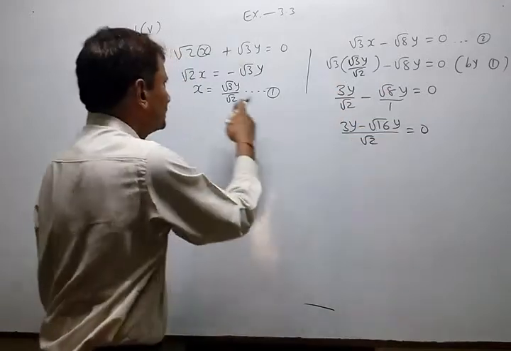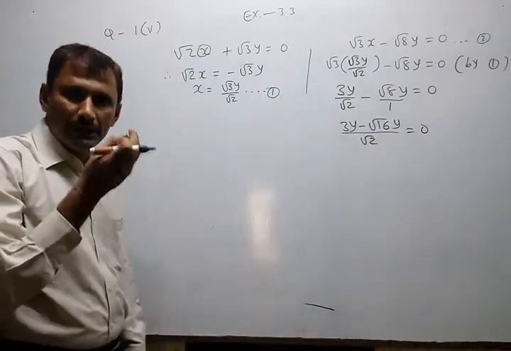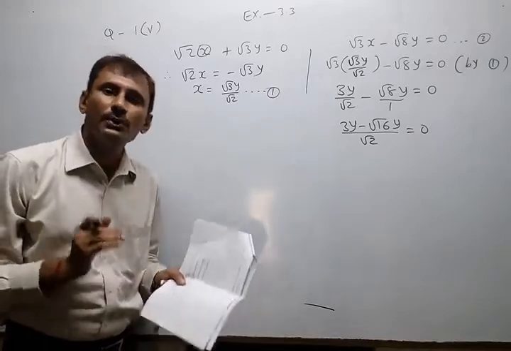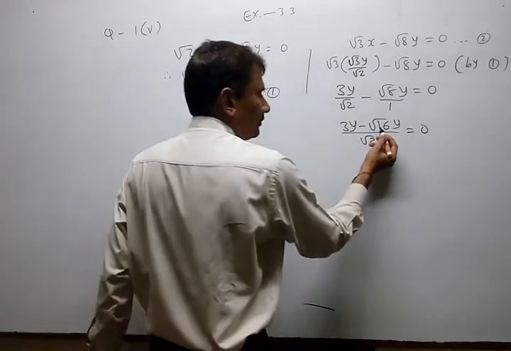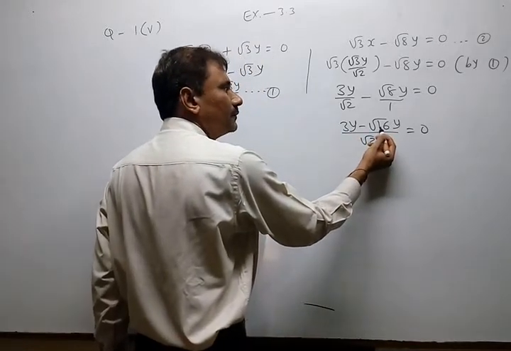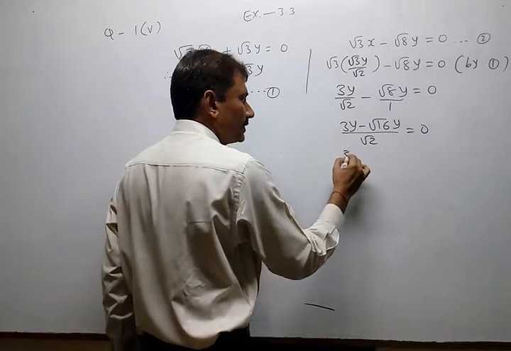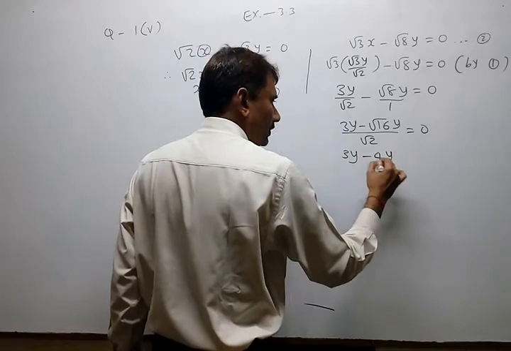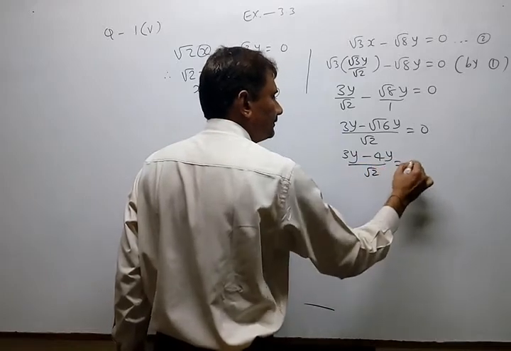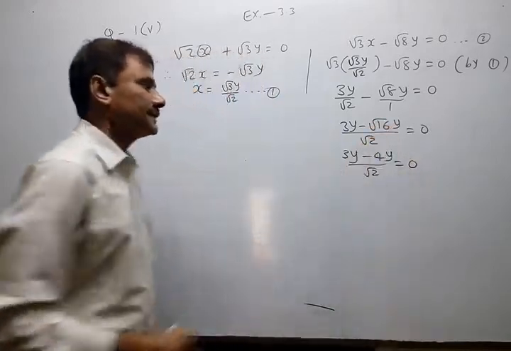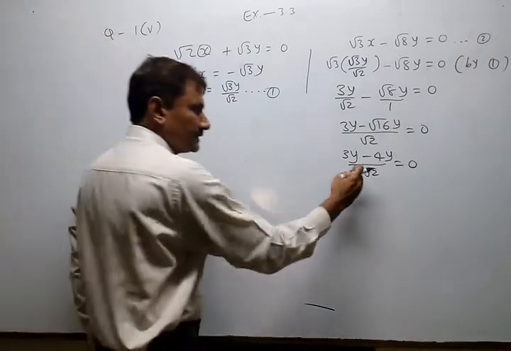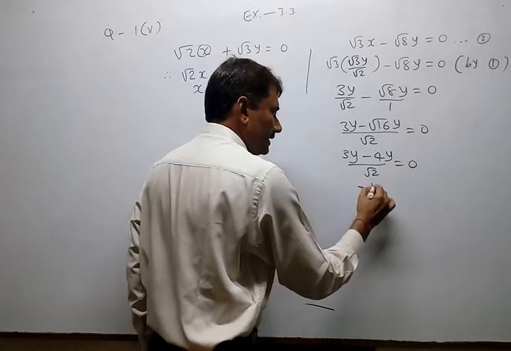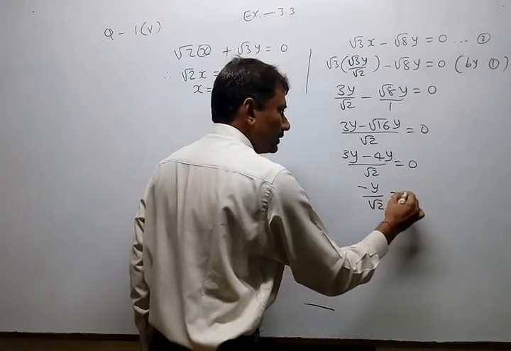Y is not under the root, just like x is not under the root. Only the numbers are under the root. Now, can we write root 16 equal to 4? So 3y minus 4y upon root 2 equals 0. Instead of root 16 I have written 4. Now obviously it will be minus y upon root 2 equals 0.